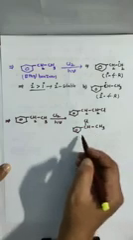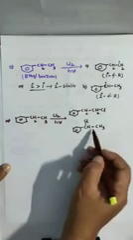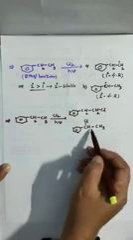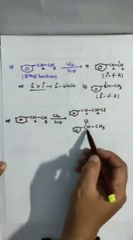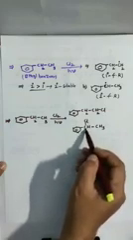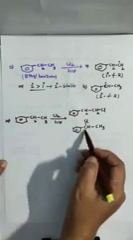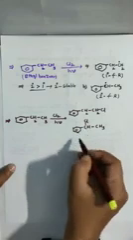Clear? This product's name is 2-chloro, 1-phenyl ethane. Am I right? From here we are getting 1-chloro, 1-phenyl ethane. Am I right?